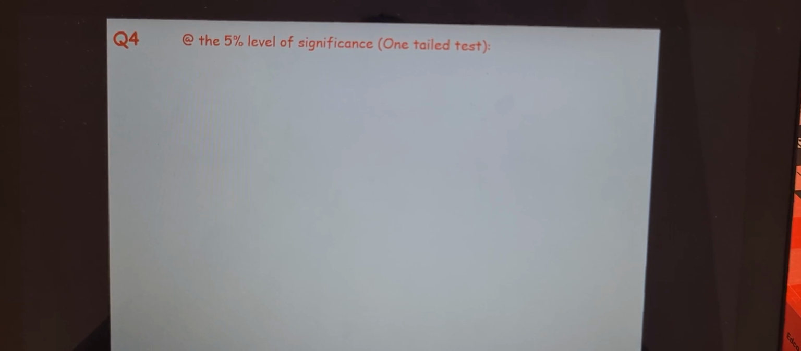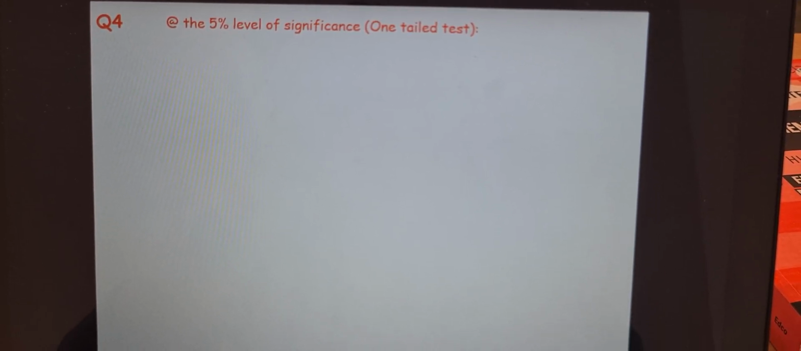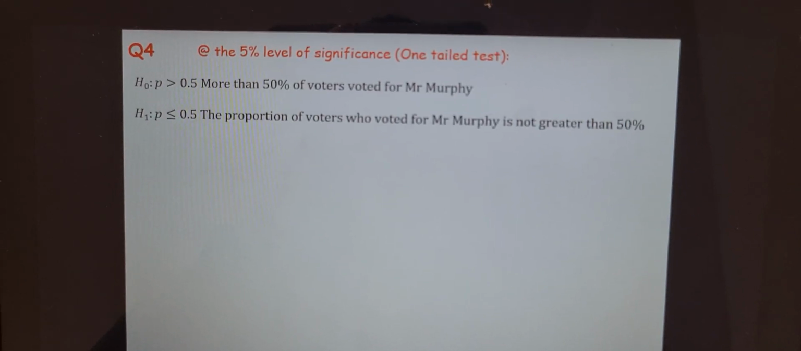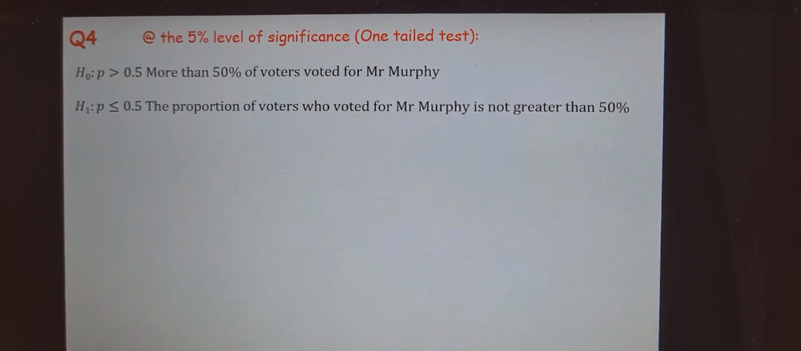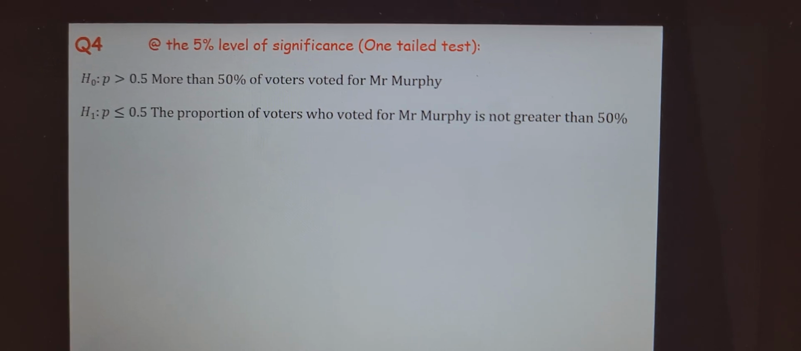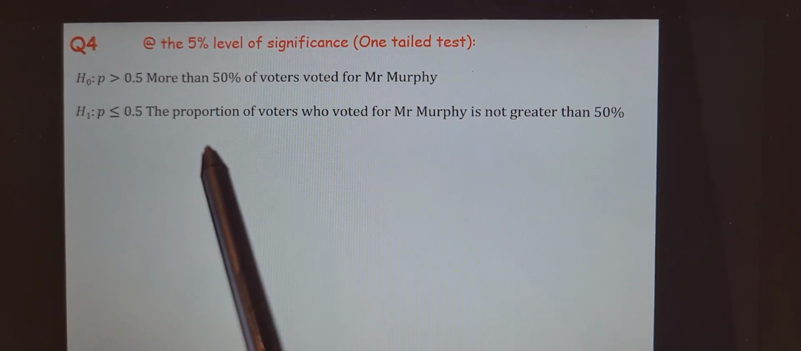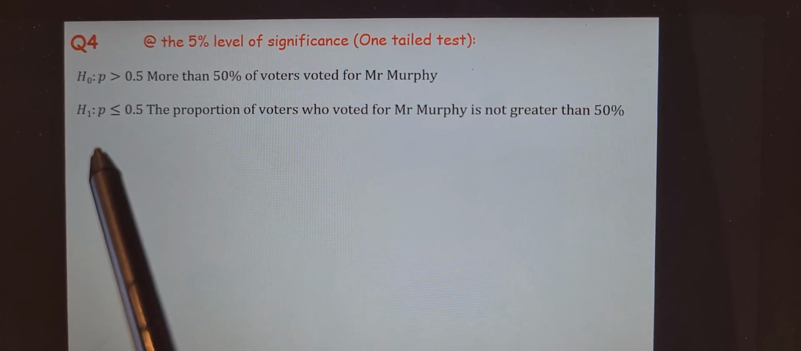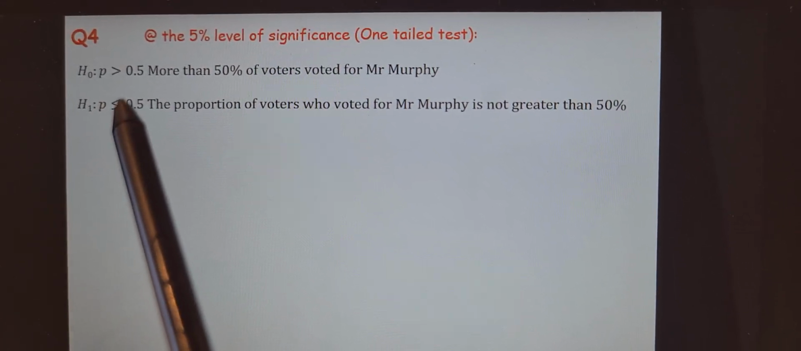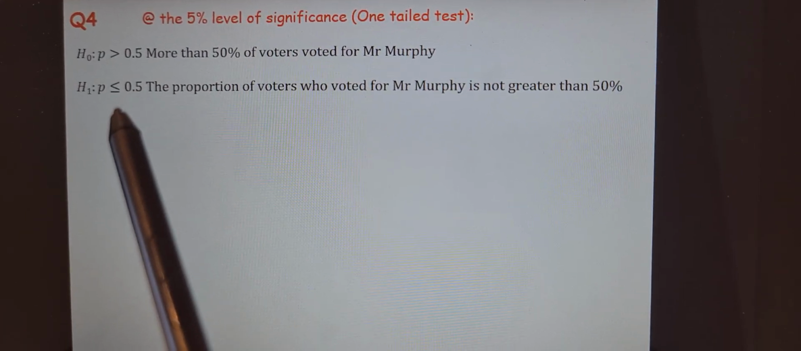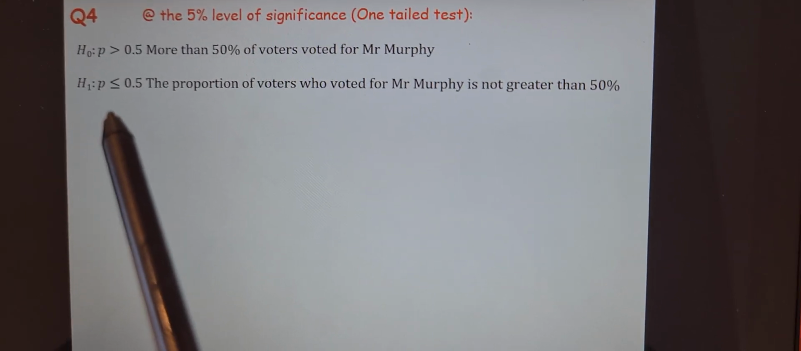Okay, now, because there's only 2 people in the race, in order to be the next president, you obviously have to get more than 50% of the votes. This will only be a one-tail test. So your null hypothesis, H0, is that p is going to be greater than 50%, right? So 0.5. So more than 50% of voters would have voted for Mr. F. Murphy. The alternative then is that the proportion is less than or equal to 50%, because if it's equal to 50%, well, then it's a split vote. If it's less than 50%, well, then obviously he doesn't become the next president.